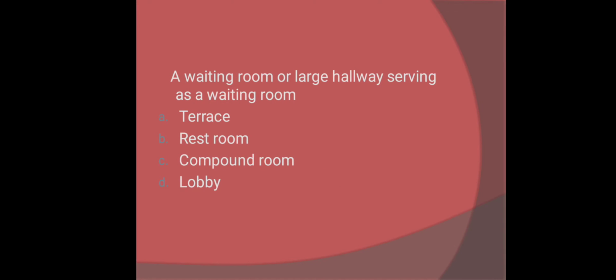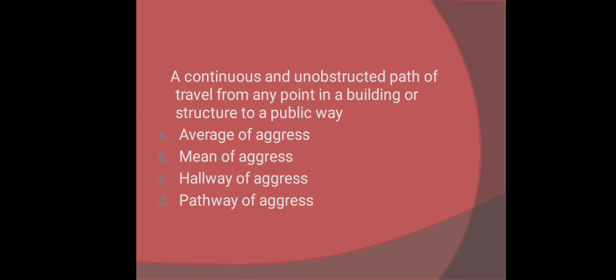Next, a waiting room or large hallway serving as a waiting room. Sagot yan ay lobby. A continuous and unobstructed path of travel from any point in a building or structure to a public way. Mean of egress, letter B.